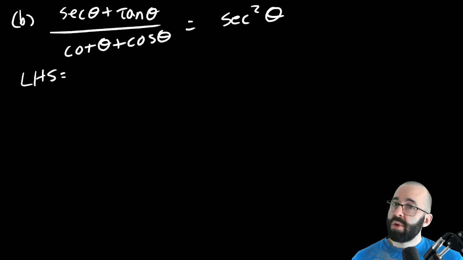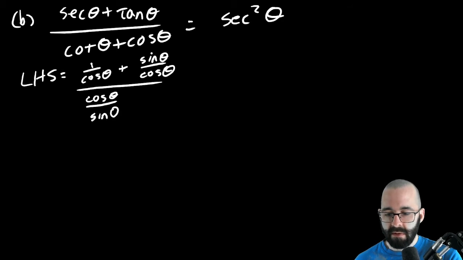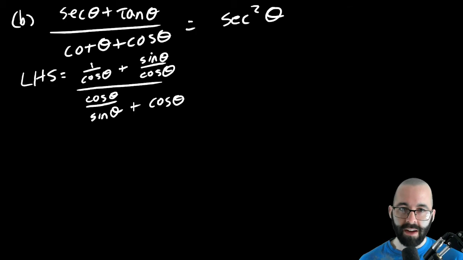We got a lot of reciprocal functions here. And tangent is also a quotient function. So let's put everything in terms of sines and cosines. Secants, 1 over cosine. Tangents, sine over cosine. Cotangent is cosine over sine. And cosine is just cosine.